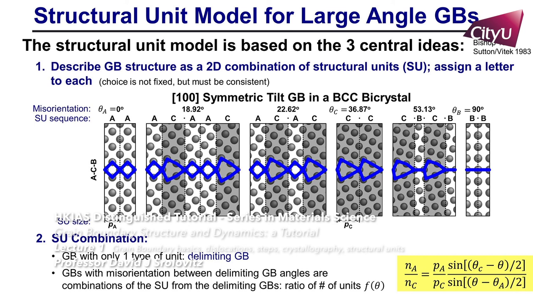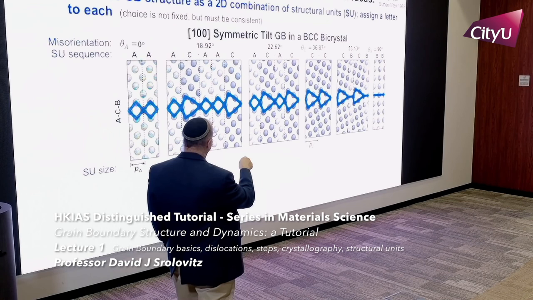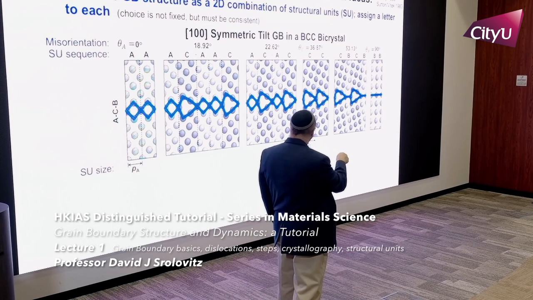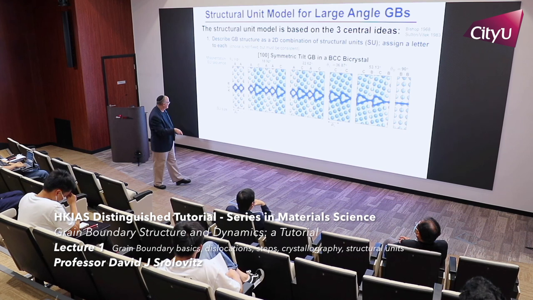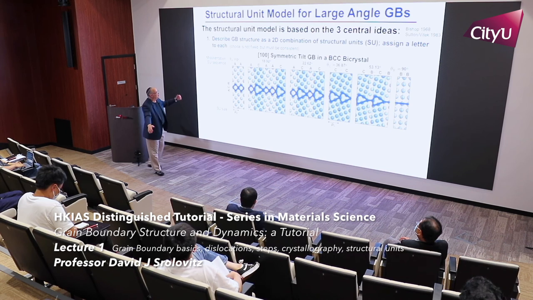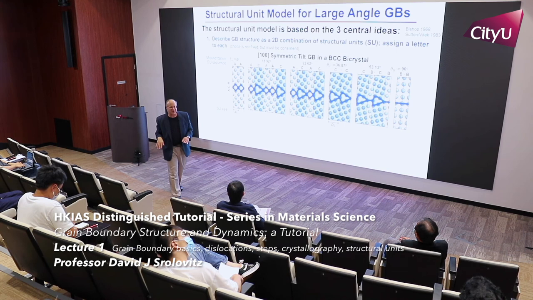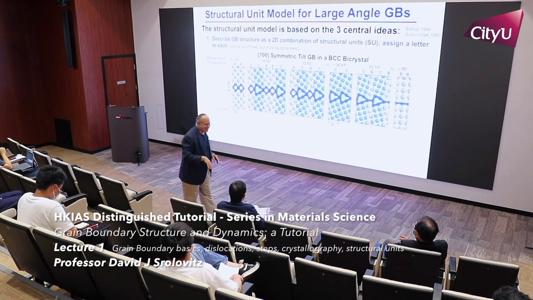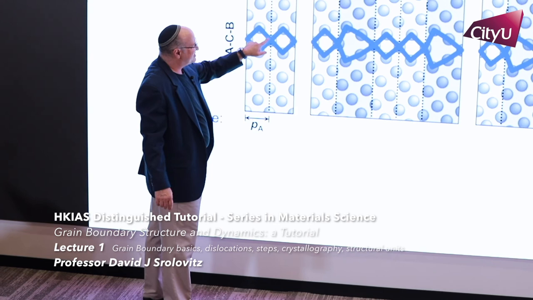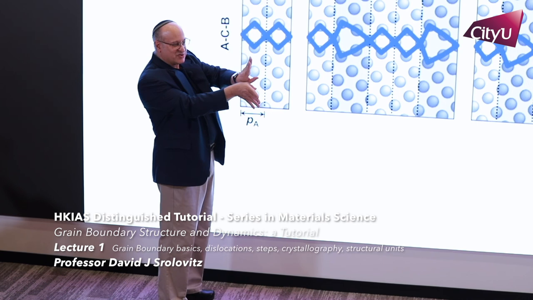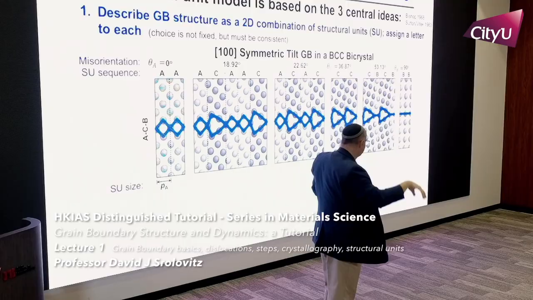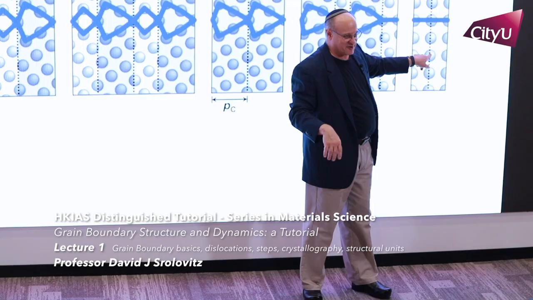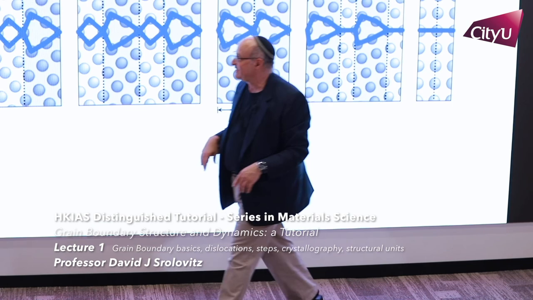So we're talking about 100 tilt axis, symmetric grain boundaries, and what I'm just going to do is change the misorientation angle from 0 degrees to 19 degrees to 23 degrees to 37 to 53 to 90. This is a cubic material. When I do the special boundary where the misorientation is 0, that's just another way of saying there's no grain boundary. So all of the units are exactly the same, and they're characteristic of the crystal structure. If I rotate it so now they're 90 degrees apart, and it's a 100 tilt axis, and the 100 axis in BCC is an axis where there's a four-fold symmetry. So if I rotate by 90 degrees, I also have a perfect crystal. Now, the interesting thing is what happens in between.